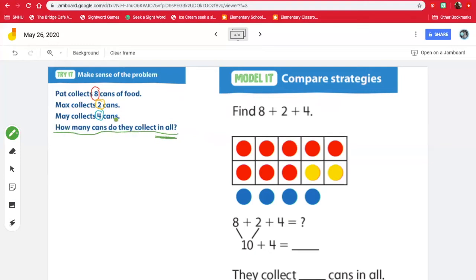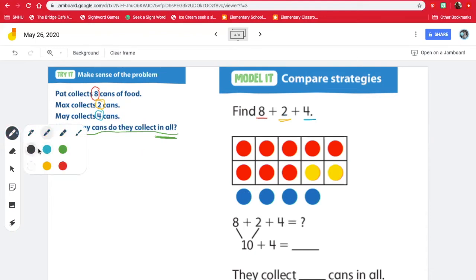We're going to add. I noticed that over here it says find 8 plus 2 plus 4. Because we need to add because of those 2 words, in all shows us we're going to add. And we have an 8, a 2, and a 4 here. So I'm going to take my markers again and underline. The 8 is shown in red, 2 are shown in yellow, and then we have 4 in blue. So look what they did. They put in 8 red counters in the 10 frame. Then they used the 2 to fill the 10 frame, and the 4 are left over.